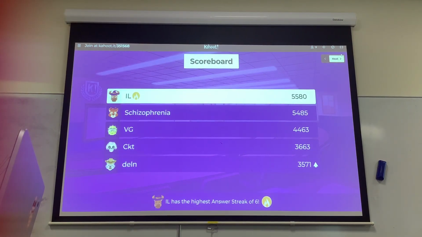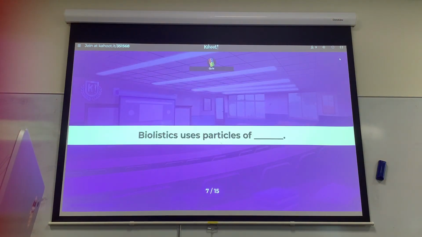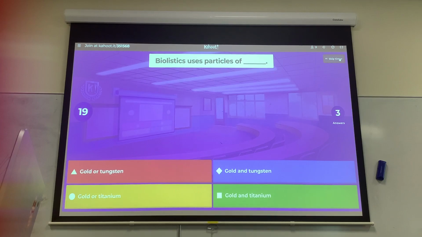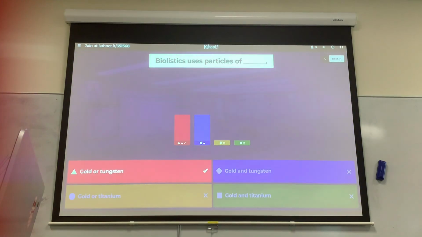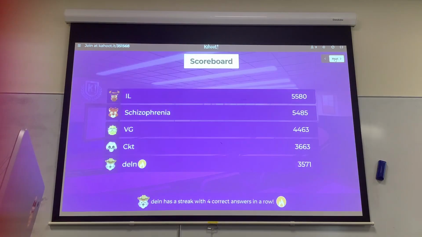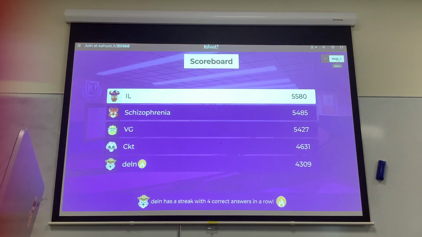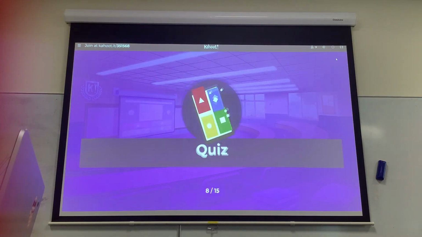Biolistics uses particles of gold and titanium. Gold. Oh yeah, so it's gold or tungsten. We don't use both together. We use one or the other. I think it's titanium. And we don't use titanium.